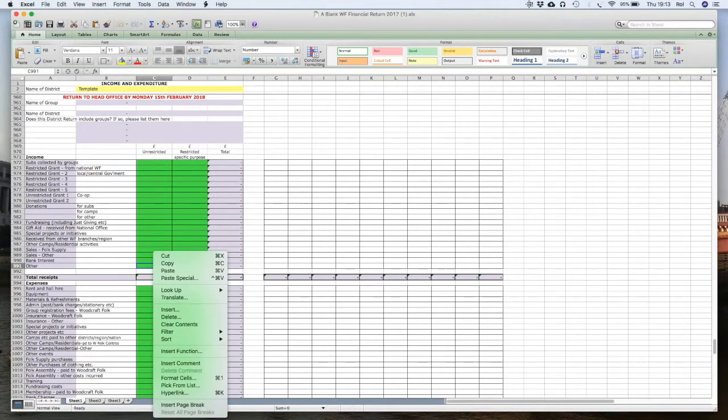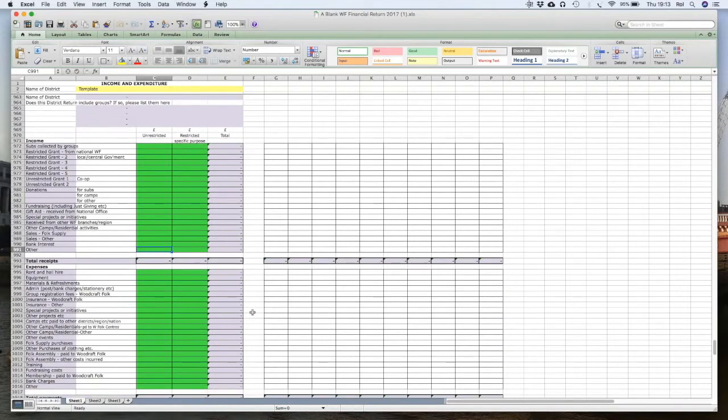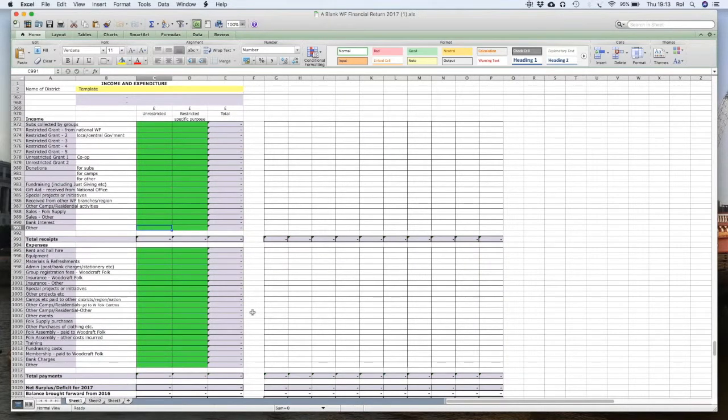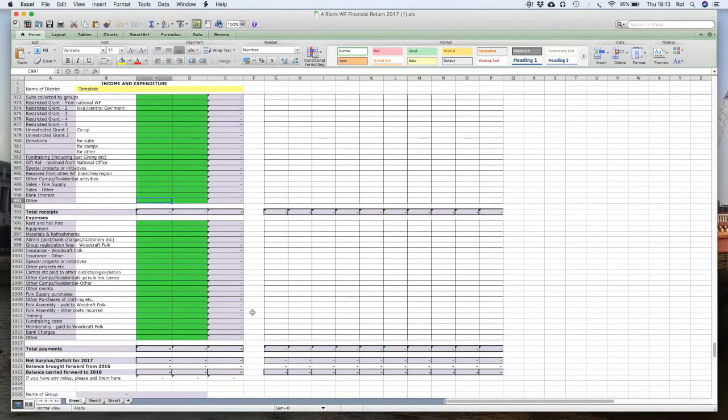Okay, so moving on to expenses, I'll just have a quick look at what the step-by-step guide said about expenditure. No, it's nothing very special there. So we'll come back to the spreadsheet.